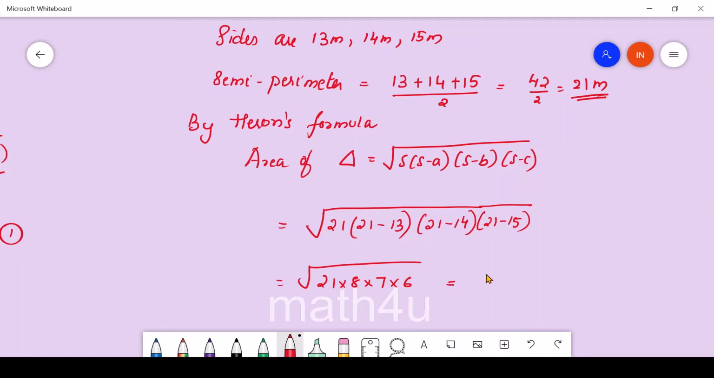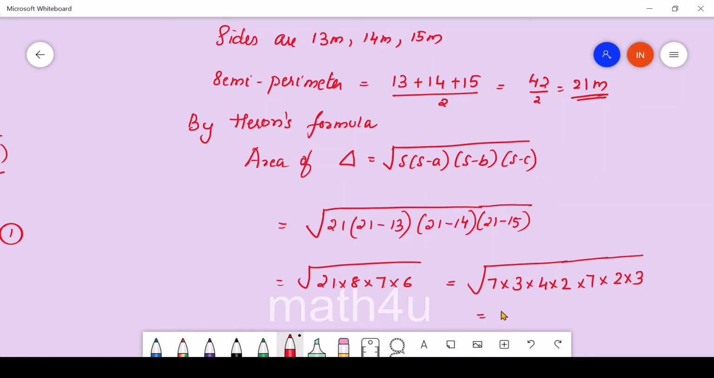Okay, so how can we do the rest? Just split it. You can see here 21, 7. This 21 you can split as 7 into 3. This 8 you can split it as 4 into 2. Then you have one 7 over there. 6 you can split it as 2 into 3. Right? So what will be the answer you are getting?